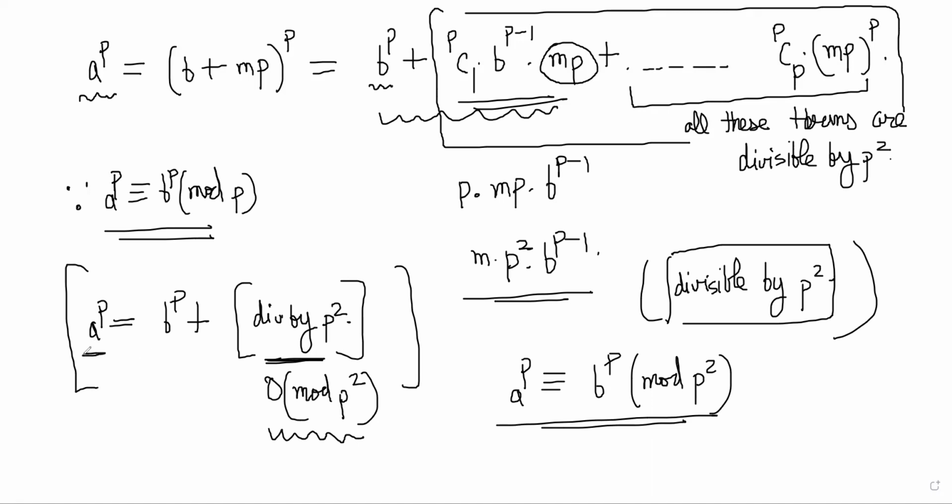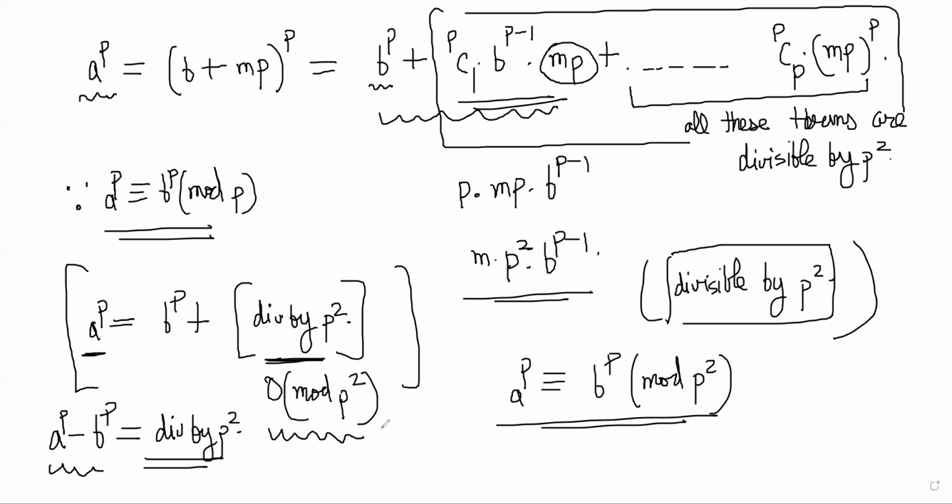So you'll get a power p mod p square should be equal to b power p mod p square. Or you can say it in a different way by saying a power p minus b power p is divisible by p square, right? Which means that a power p and b power p are congruent to each other modulo p square. That is the proof of the theorem. We used basically binomial theorem to prove it, right?